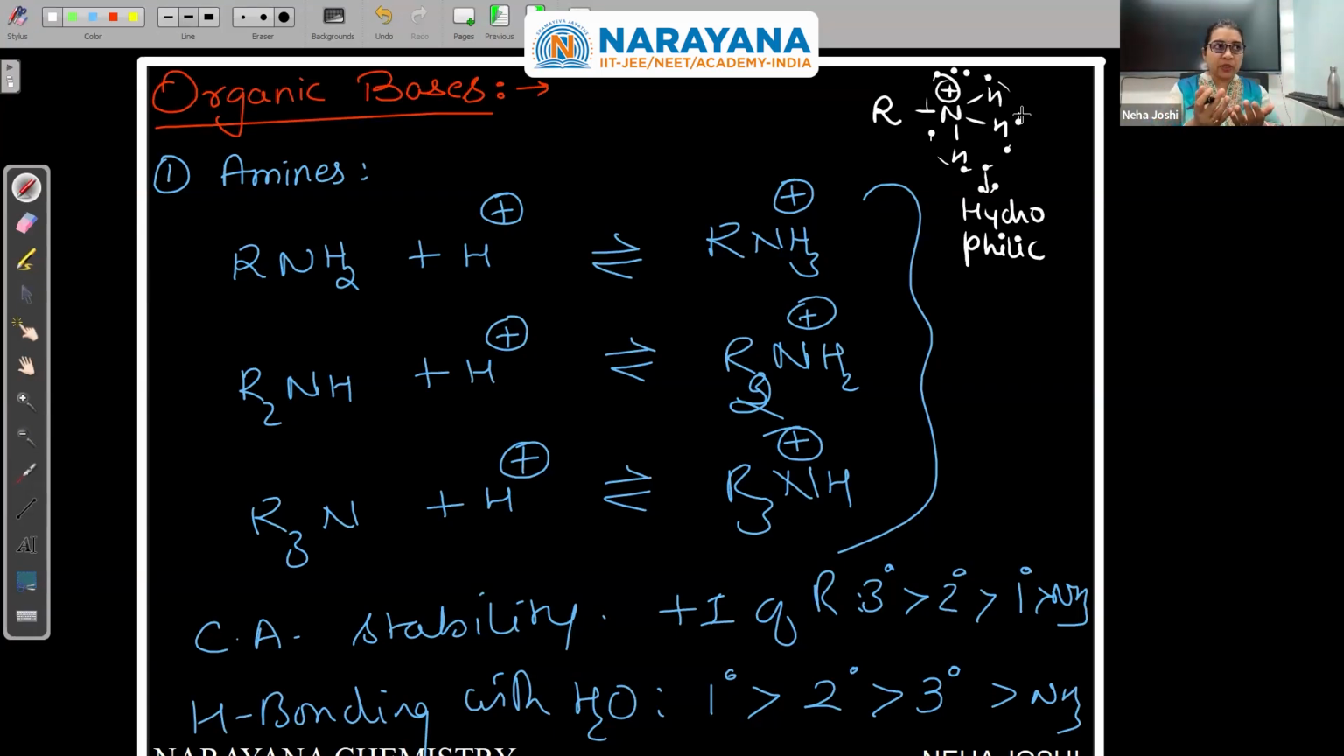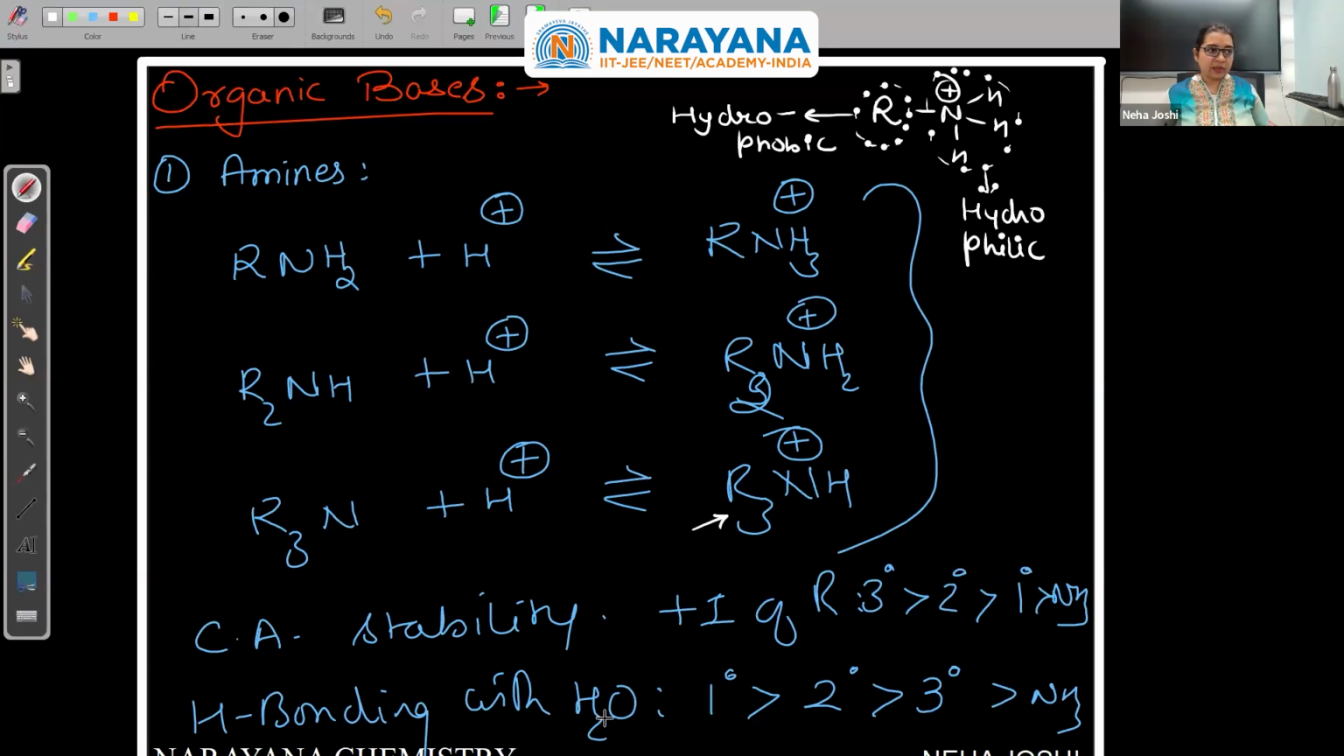So water will surround it, will stabilize it. Whereas this part, which is the alkyl part, will be repulsive for water and we'll call it hydrophobic part. Now it all depends on what is dominating. As I can clearly see, in 3 degree amines I have 3 alkyls, in 1 degree amine I have 1 alkyl. So with more alkyls, hydrophobic part dominance is increasing.